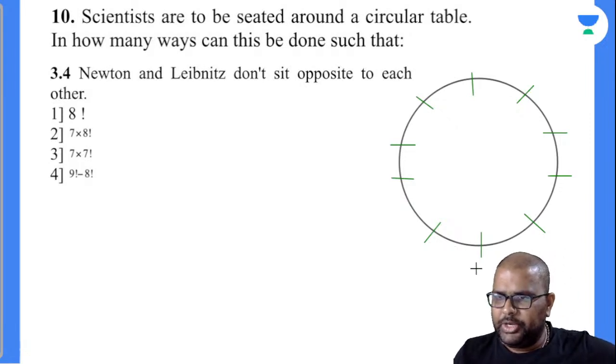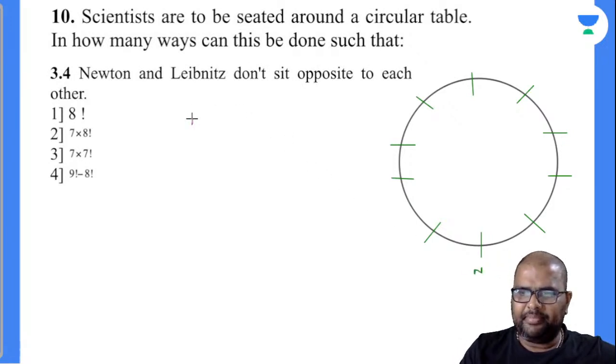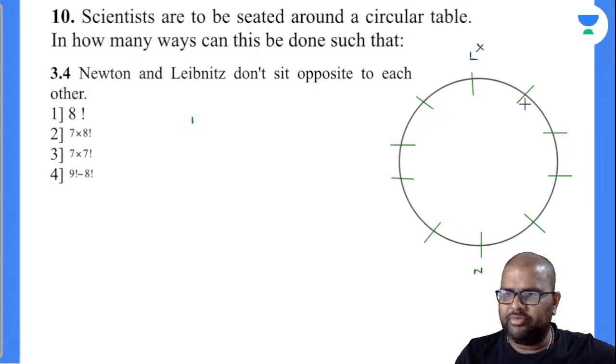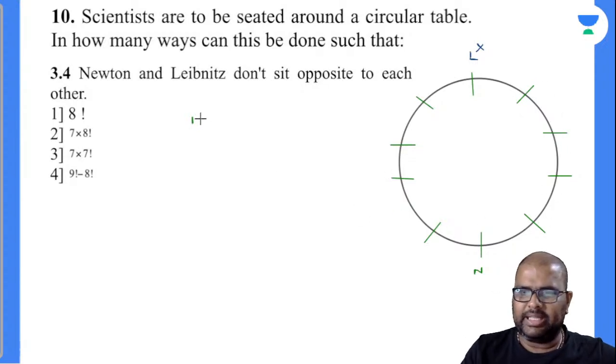Let us suppose Newton is here. This can be done in one way. Newton can be seated in one way. Opposite to Newton, Leibniz must not sit. So how many chances does he have? 1, 2, 3, 4, 5, 6, 7, 8 chances are there. So 8 chances for Leibniz. How many persons remain? 8 persons, and those 8 persons must be seated in 8 factorial ways.